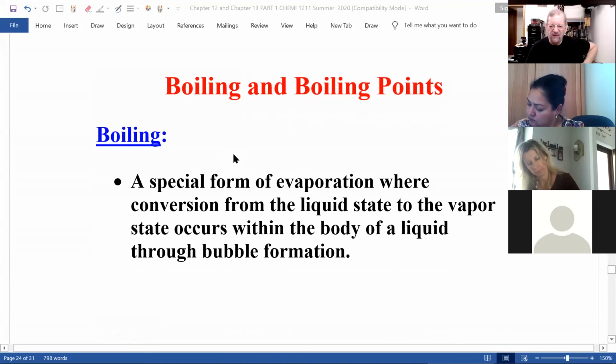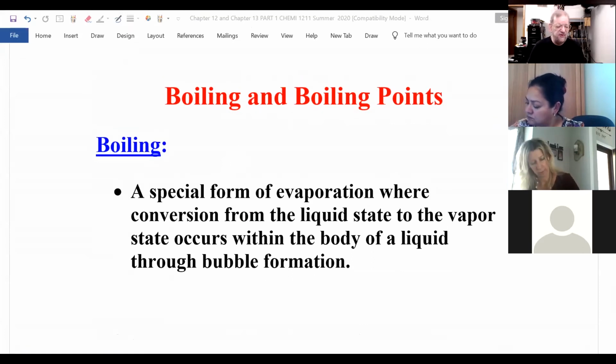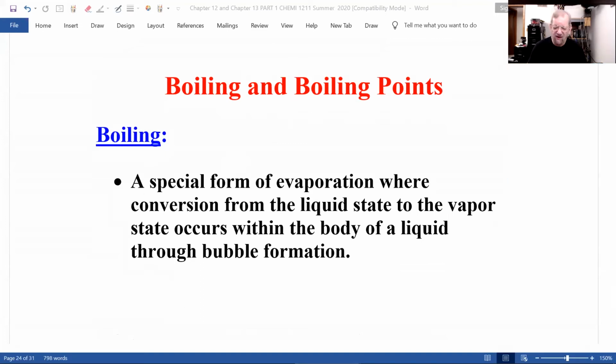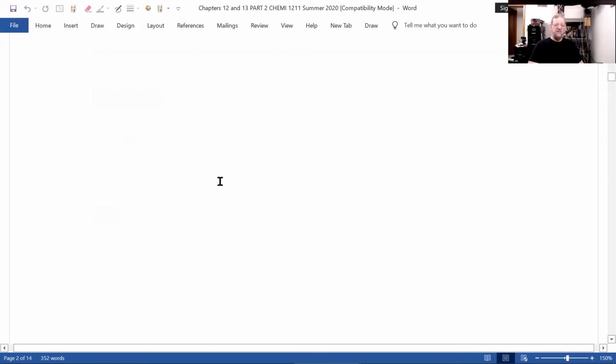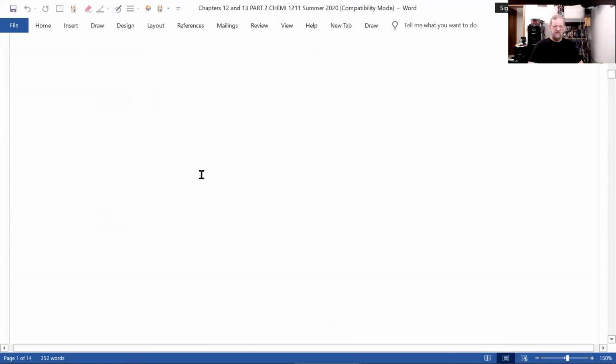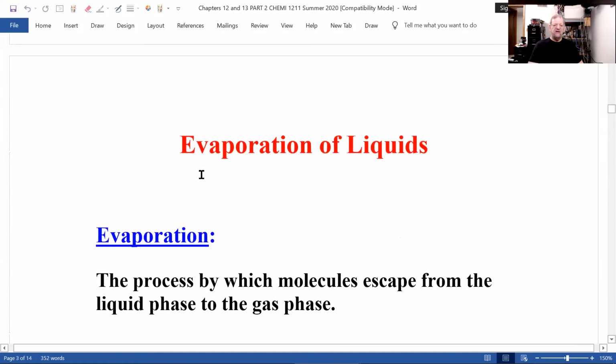Now I have in this one boiling points, but let's go to chapter 13, part 2. Now in here, and I should have done a little more editing, and I apologize. Where it says exothermic change and endothermic change and change of state, I'll cover that next chapter better, so we're going to skip that right now.